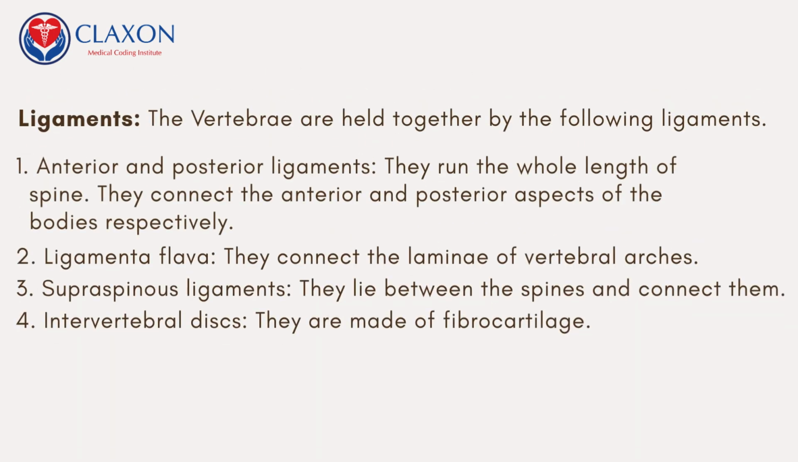Ligaments. The vertebrae are held together by the following ligaments. 1. Anterior and posterior ligaments, they run the whole length of spine. They connect the anterior and posterior aspects of the bodies respectively. 2. Ligamenta flava, they connect the laminae of vertebral arches. 3. Supraspinous ligaments, they lie between the spines and connect them. 4. Intervertebral discs, they are made of fibrocartilage.